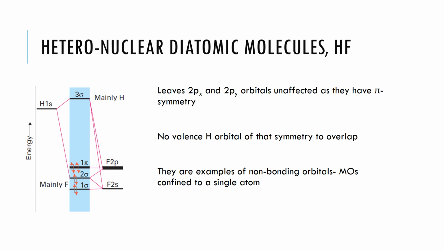It leaves then the 2px and 2py orbitals completely unaffected because they have pi symmetry and they don't have a valence hydrogen orbital of that symmetry to overlap with. So these are examples of non-bonding orbitals. And these non-bonding orbitals, mathematically speaking, are confined to a single atom.